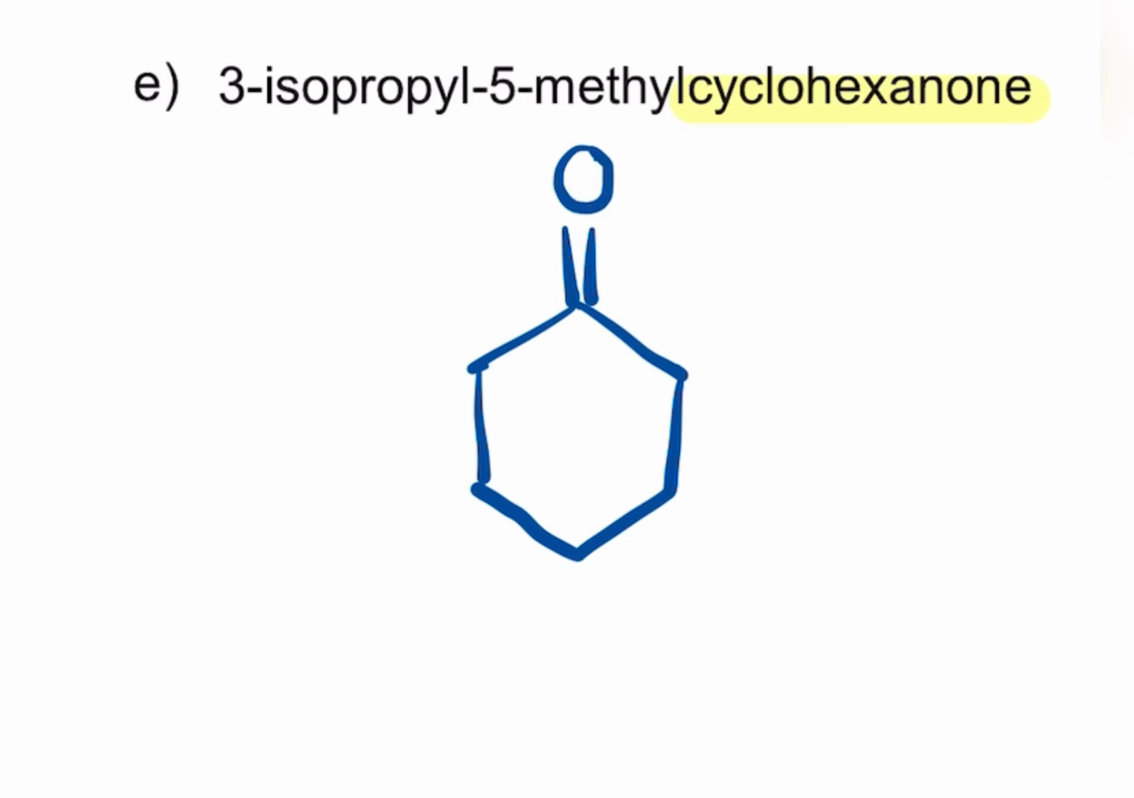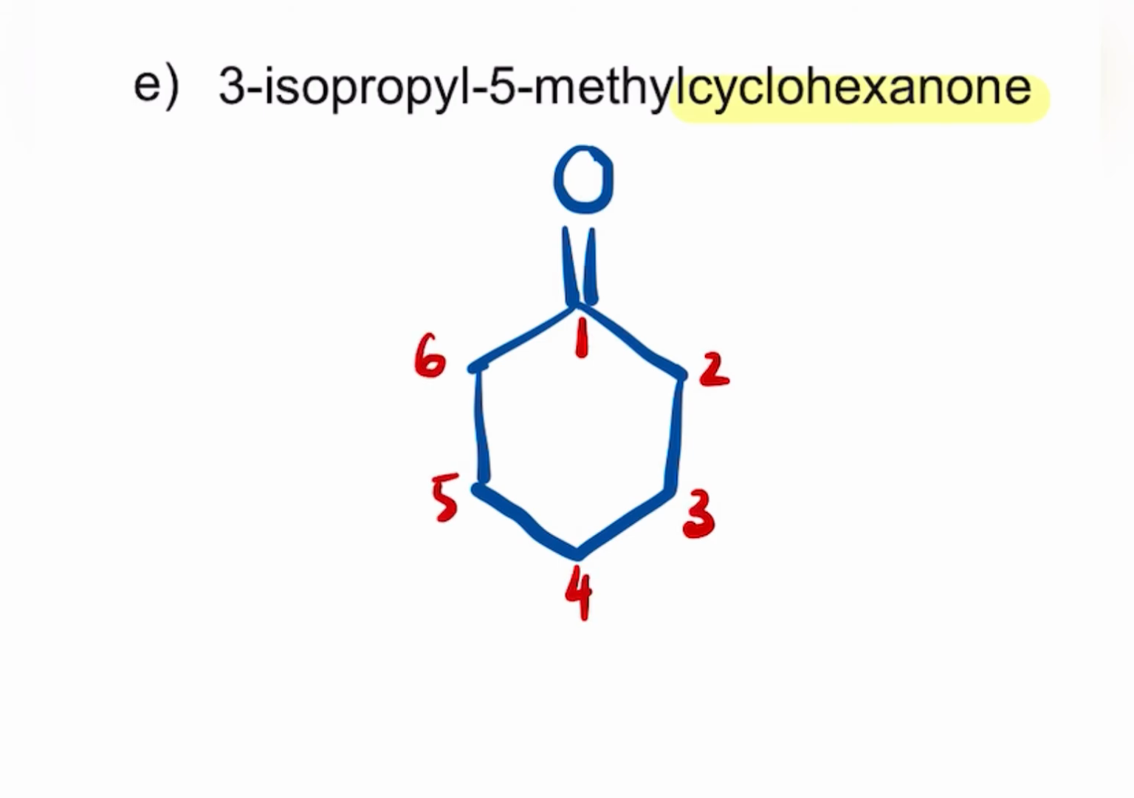Next, structure E. I have this name where my parent is cyclohexanone. So cyclohexanone means I have a cyclic ring with 6 carbon atoms and it is a ketone. So draw the ring first, cyclohexanone with double bond O. Automatically this one will be the first carbon, and I'm going to give the numbering so that you can see it very clearly.